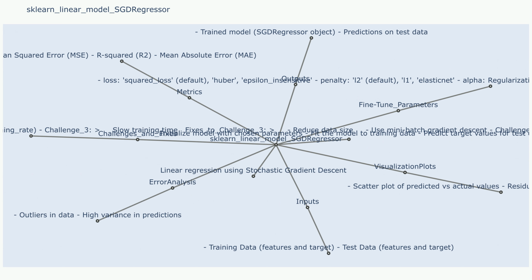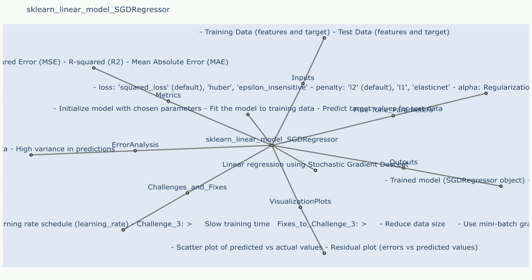Regularization during the training process. The loss function is penalized based on the magnitude of the weights, L1 or L2 regularization. This helps prevent overfitting and improves the model's ability to generalize to new data.